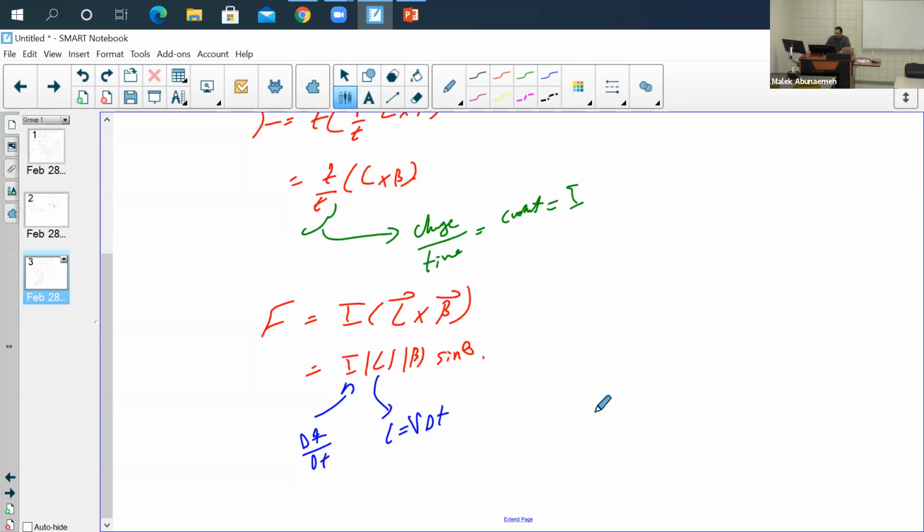Now, let's say you have a wire that has 5 amps going through it, equals 5 amps. And you've got a magnetic field around it. Now, this magnetic field is going to follow something called the right-hand rule.